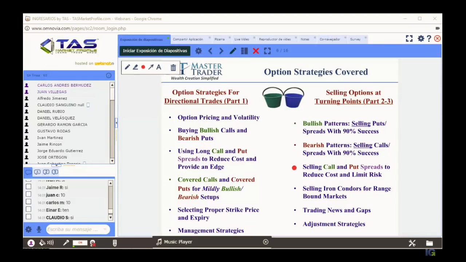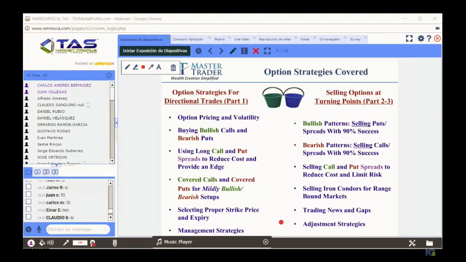We're going to also show you how we trade the news, how to trade gaps. Sometimes we trade with the news and the gap. Sometimes we trade against it. We are going to show you exactly how and when to do each of those. And I'm going to show you an example today of an adjustment strategy.